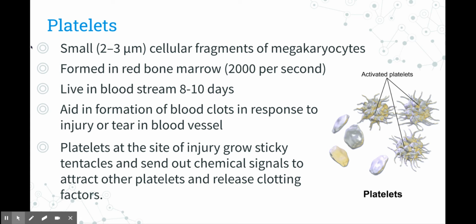Now, the platelets are actually cellular fragments, so they're very small, between 2 and 3 micrometers, and they're the result of the breakdown of megakaryocytes. They are formed in the red bone marrow, just like the red blood cells and white blood cells, and they live in the bloodstream for very short periods of time, between 8 and 10 days. The job of the platelets is to form blood clots in response to an injury or tear in blood vessels. Platelets at the site of an injury grow sticky tentacles and send out chemical signals that attract other platelets and release clotting factors to form a clot or a scab.